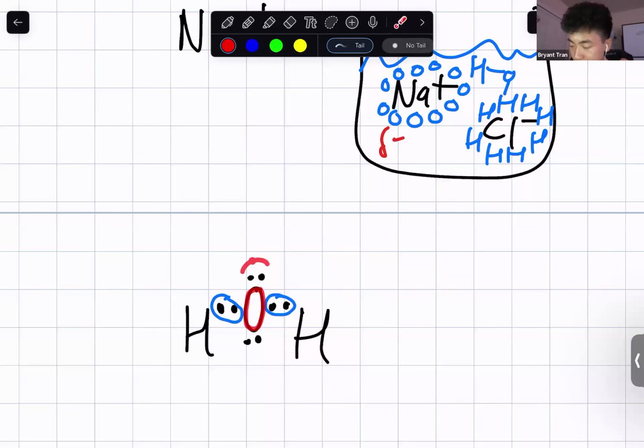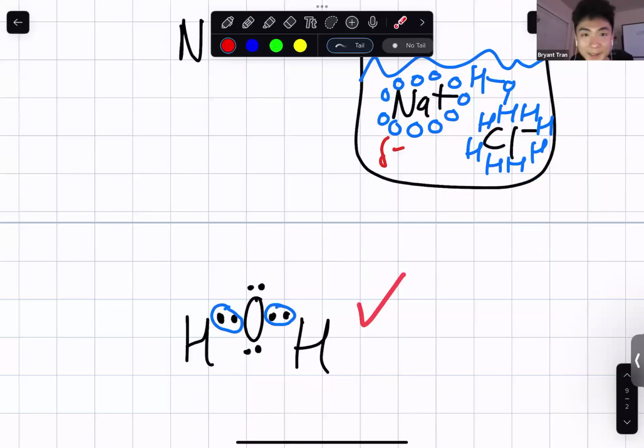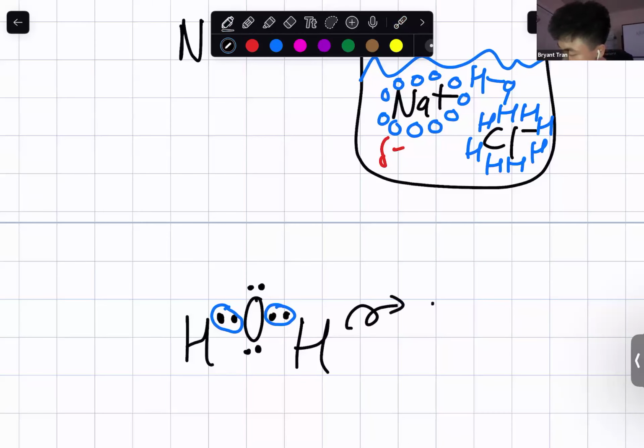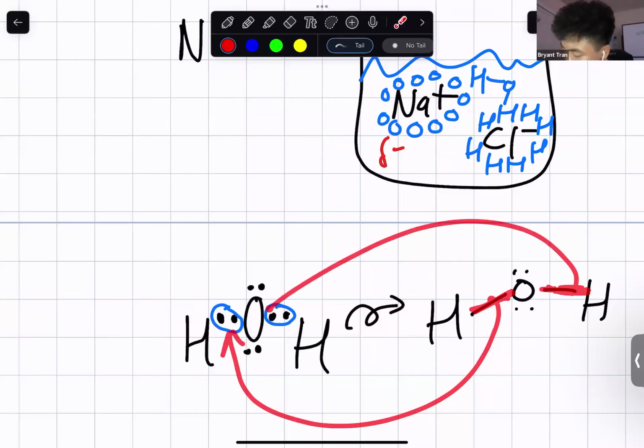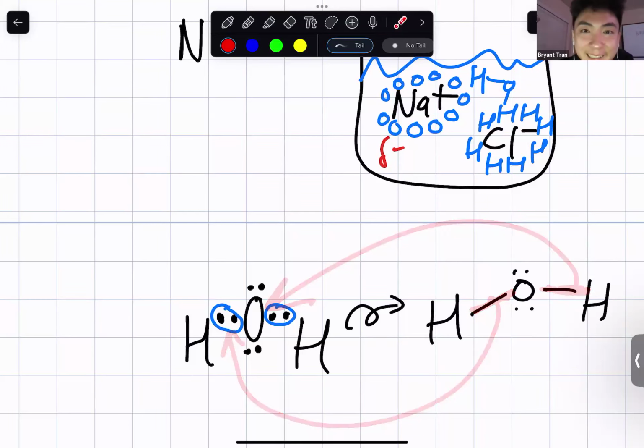It has 8 electrons. 2, 4, 6, 8. That's good. Hydrogen here has 2 electrons, which fulfills the first energy level, because the first energy level has a maximum of 2 electrons. So the hydrogen is also happy like that, right? So we could redraw this in bond line structure or Lewis structure like this, where this bond here represents this set of electrons, and this bond right here represents that set of electrons.